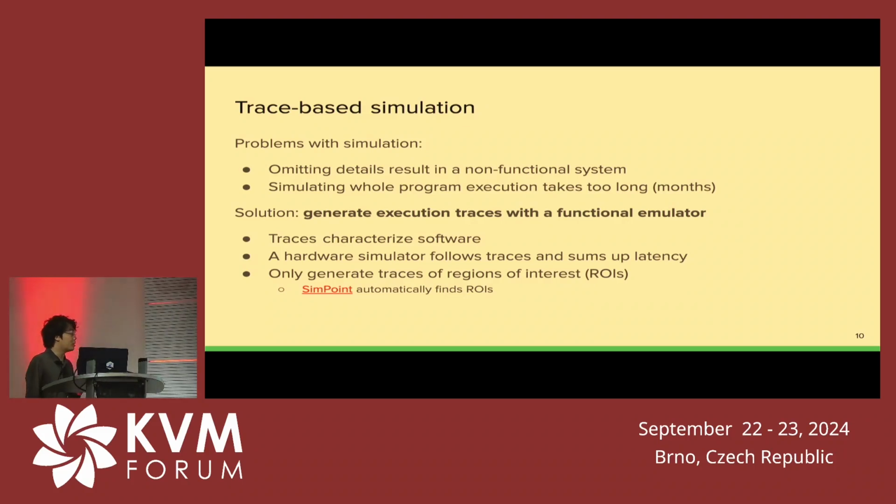To overcome these challenges, we use a functional emulator to generate execution traces. So instead of implementing every computational unit in the simulator, we can use a functional emulator and gather traces that characterize software. And the hardware simulator can follow such traces and sum up latency for computations observed in traces. We can also limit the scope of trace generation to limit simulation time. There is a tool called SimPoint that automatically finds regions of interest that characterize program execution well. So using SimPoint, we can have reasonable simulation time.